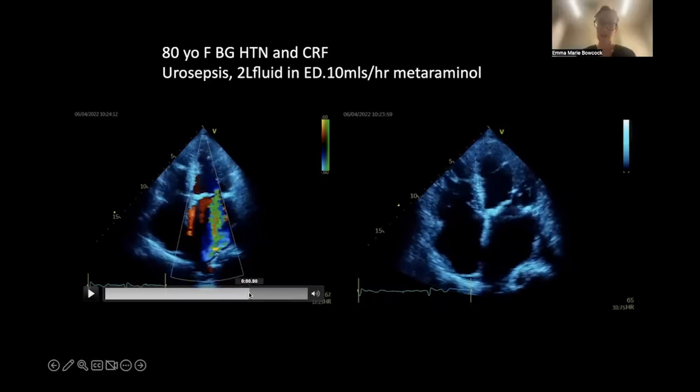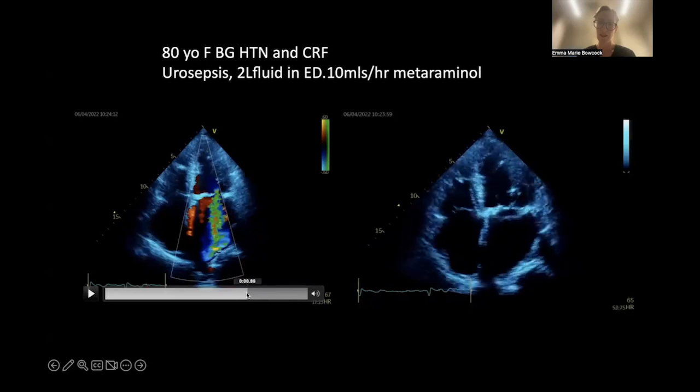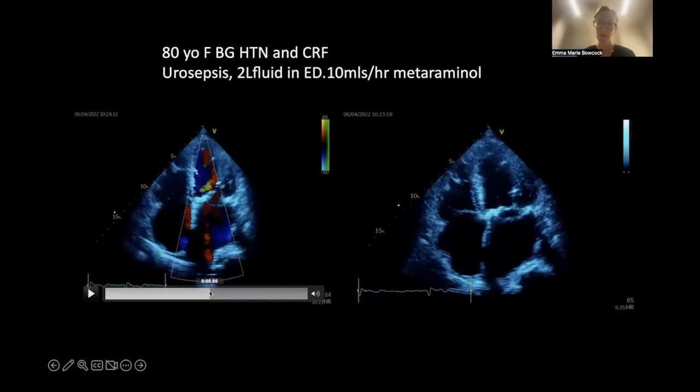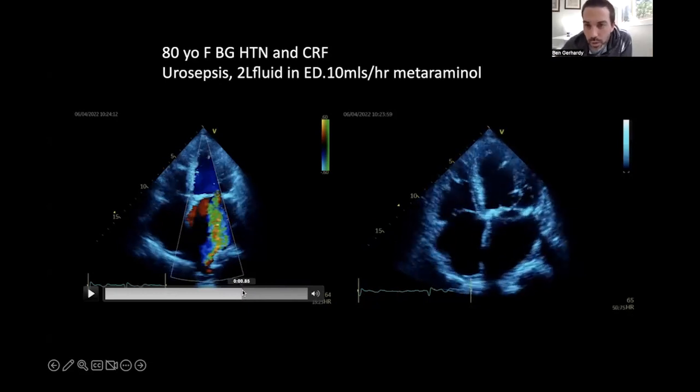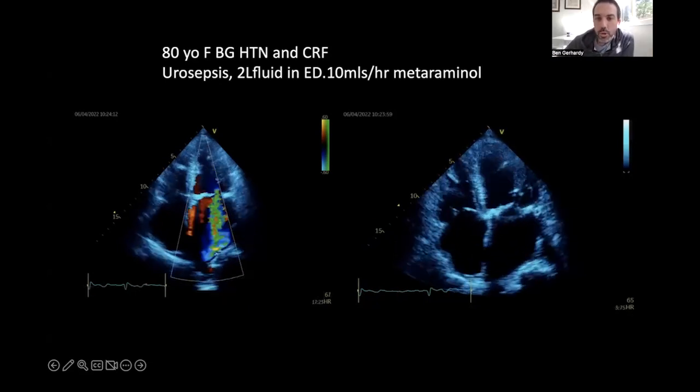So what do you think the etiology of the MR is, likely, based on what you've seen so far, like the mechanism? So I'd say there's 2 potential mechanisms here.